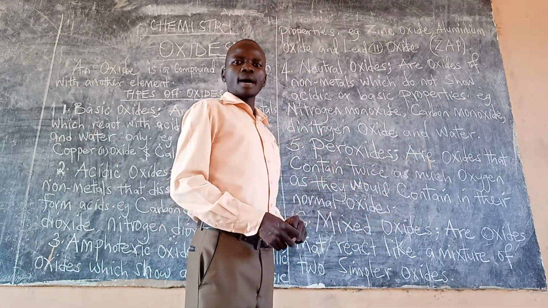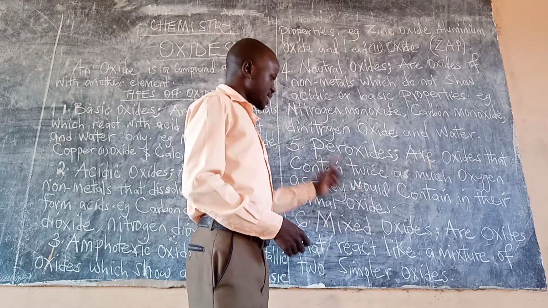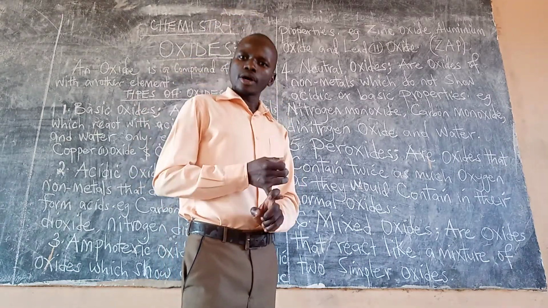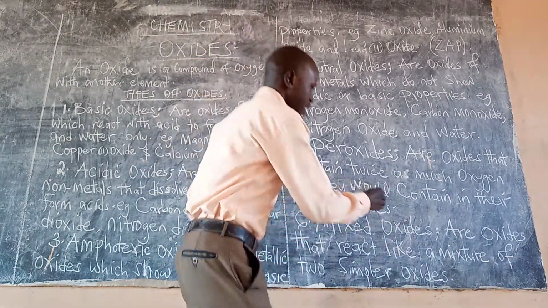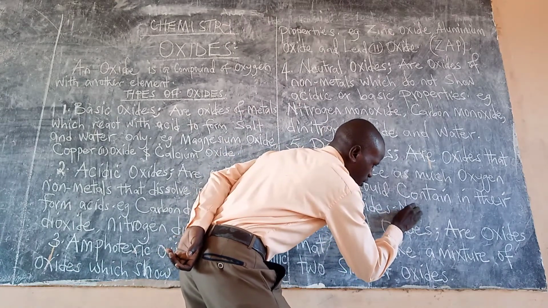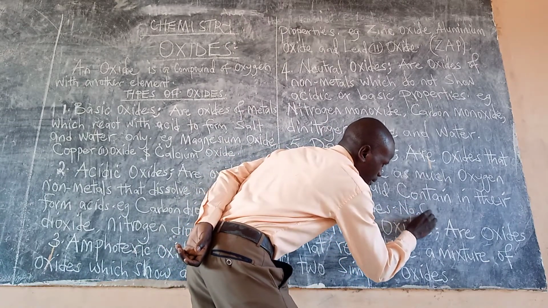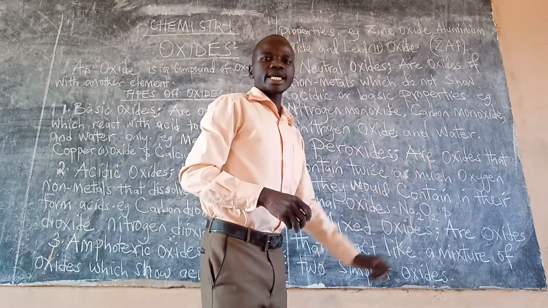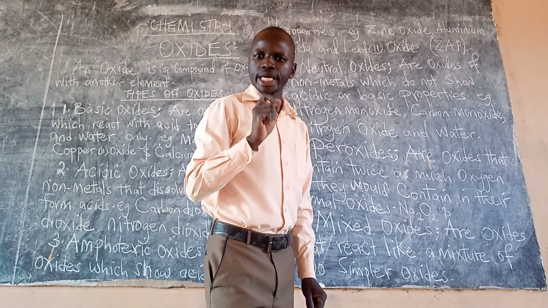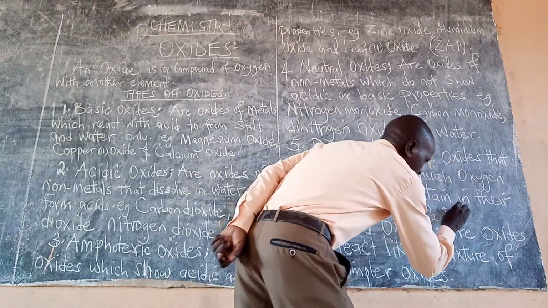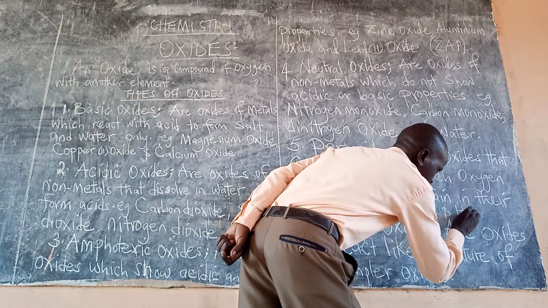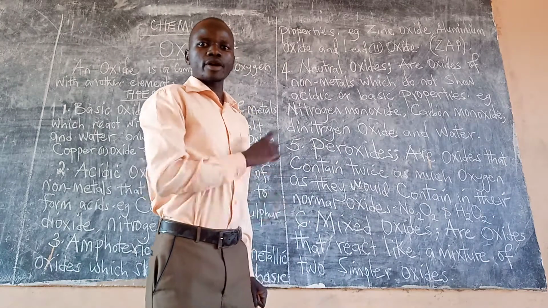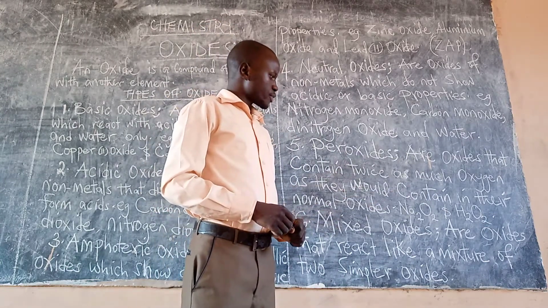Basically, I'm going to give you two examples of peroxides that I did not write here. One is sodium peroxide. Sodium peroxide, we write it like this. This is the chemical formula of sodium peroxide. And apart from sodium peroxide, we also have hydrogen peroxide. Hydrogen peroxide, the chemical formula is like this. These are the two examples of peroxide that I wish to give you.